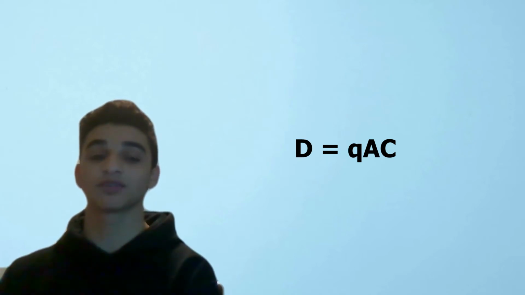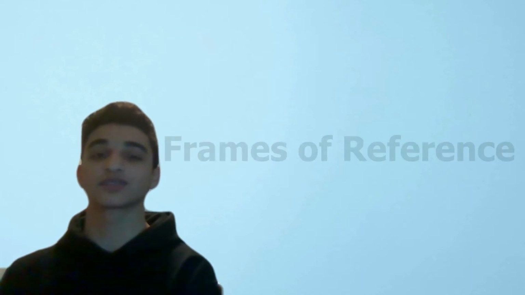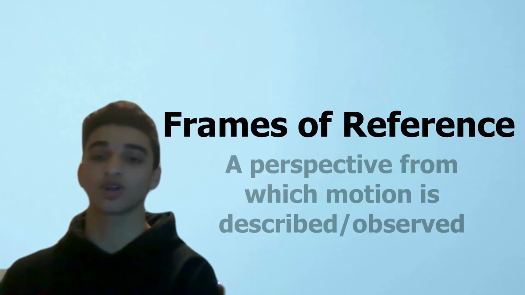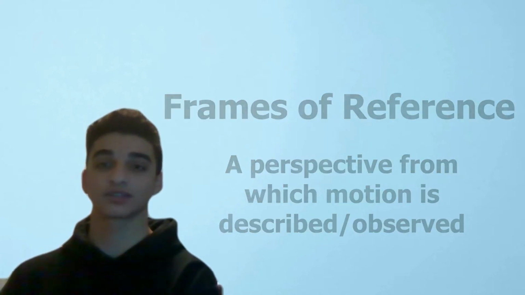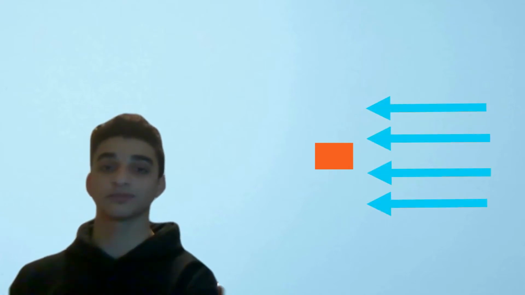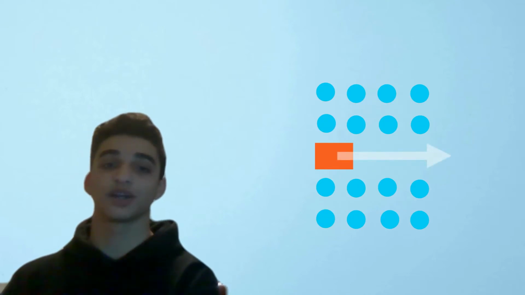We can see this, but first we need to understand frames of reference. A frame of reference is a perspective from which motion is described or observed. We can view dynamic pressure from two reference frames. Firstly, we can visualize an object at rest with fluid in motion. Conversely, we can visualize the object in motion through the fluid at rest.